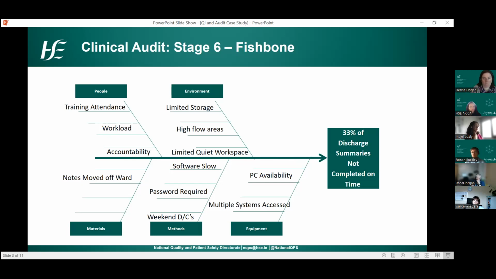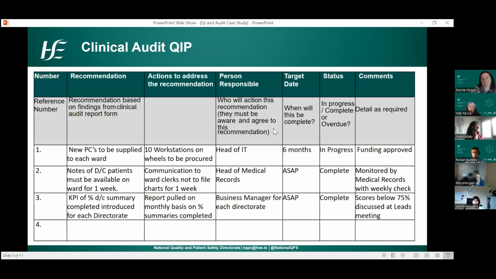So while there are factors influencing this problem, they have to decide what's within their scope, what can they change that will improve the issue, as Dervla said at the start. So there are a few low-hanging fruit, if you like, that they can change. So PC availability, straightforward, the notes being moved off the ward, and the accountability piece. So they're the bits that they're going to tackle first, and we'll talk about training attendance again in a second.